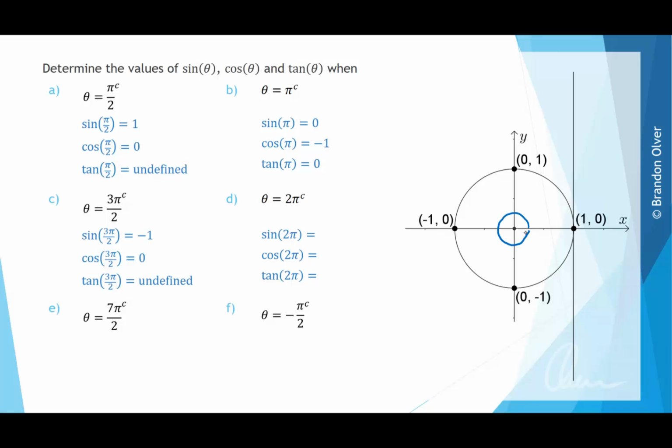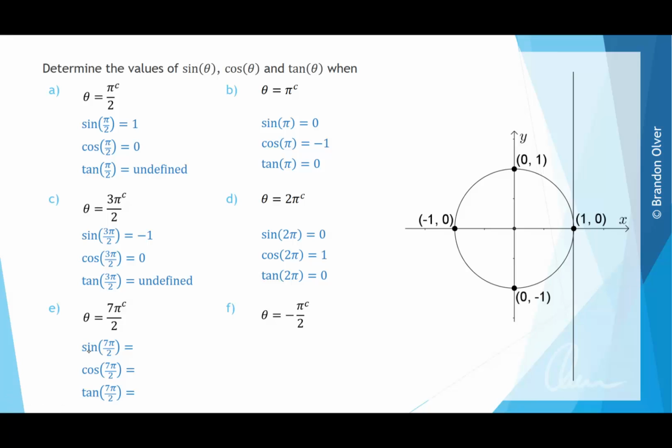For part D, we're going to look at 2 pi radians. So that brings us all the way around, which is the same as what 0 radians would be. So we look at the coordinate, and we can see that the y value, which is sine of 2 pi, is 0. Cosine, which is the x value, is 1. And finally, tangent of 2 pi, this intersects the tangent line at a y value of 0.